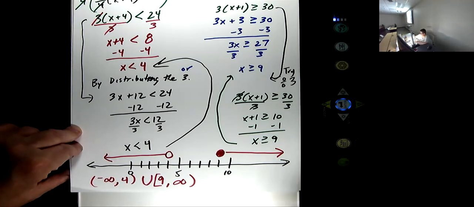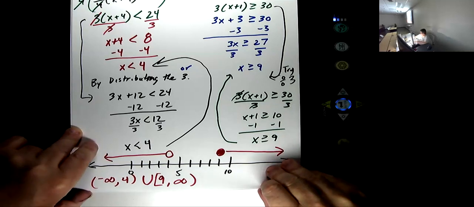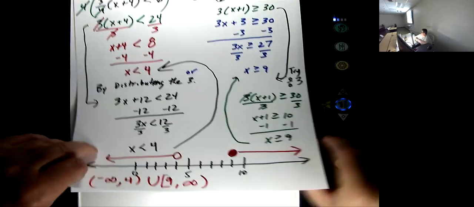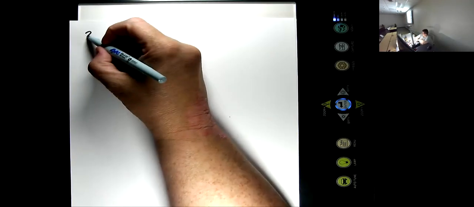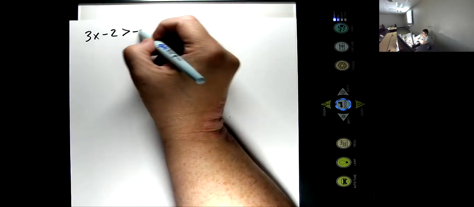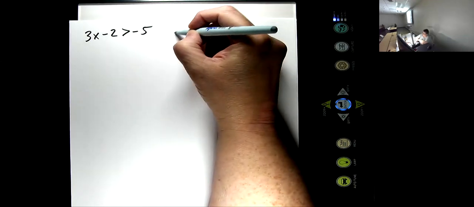All right, you guys ready for another? Three x minus 2 is greater than negative 5, or 2x minus 5 is less than or equal to 1.